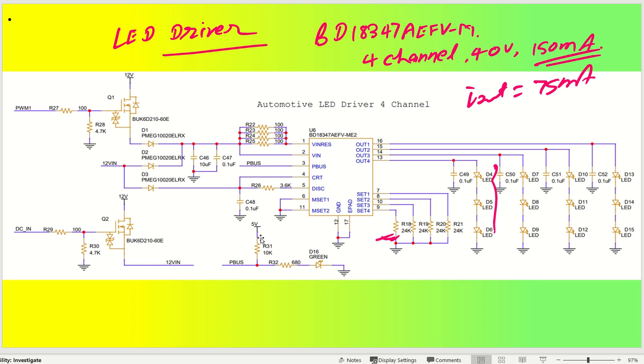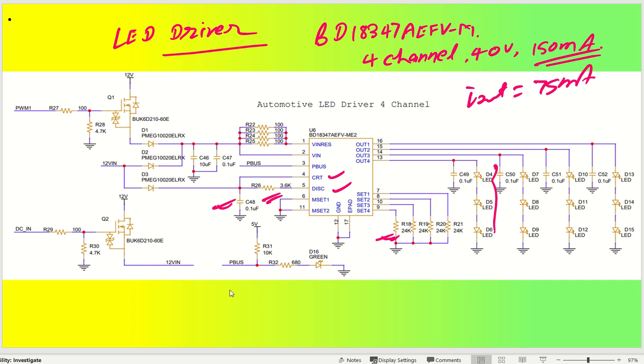Coming back to the mode setting, I have put it grounded, so that no mode setting is used, or I want it to stop when there is a fault, okay, when there is low. Coming back to the CRT pin and DISC pin, there I have used 0.1 microfarad and 3.6 kilo ohm, okay, to have the PWM dimming.